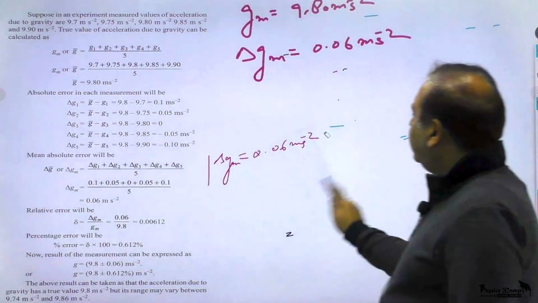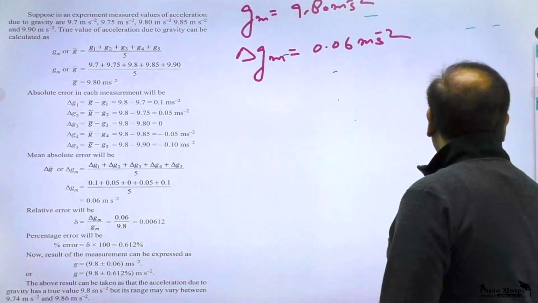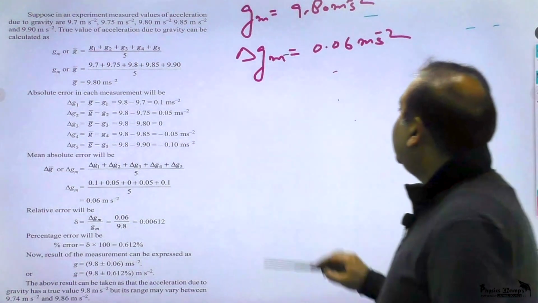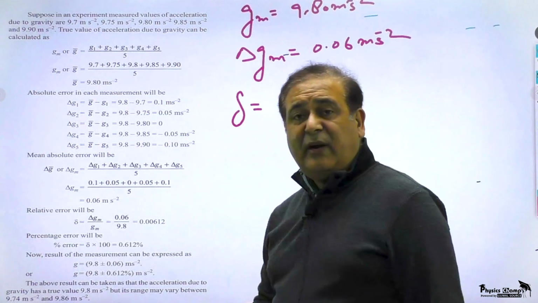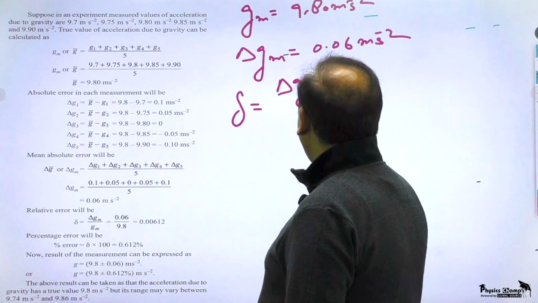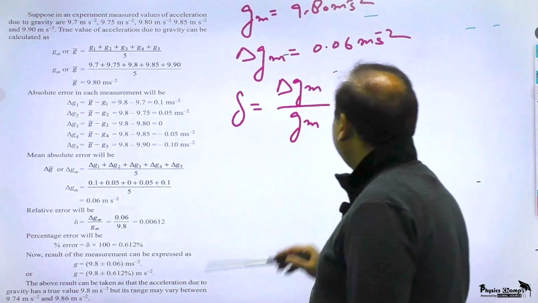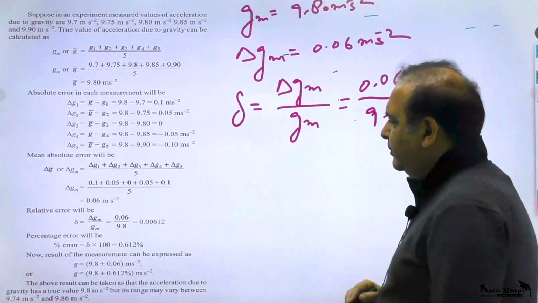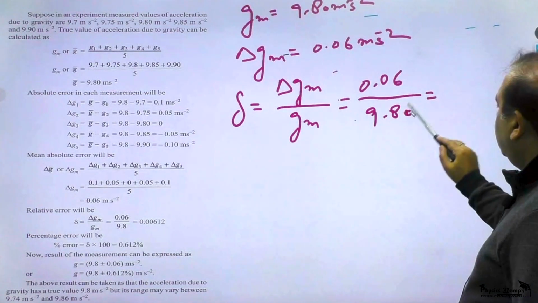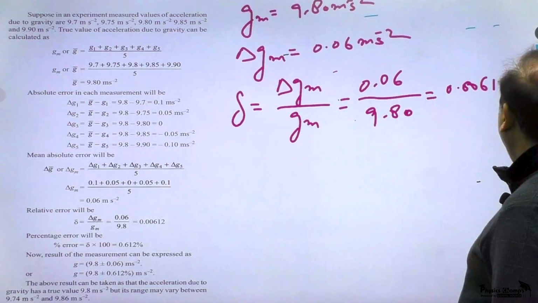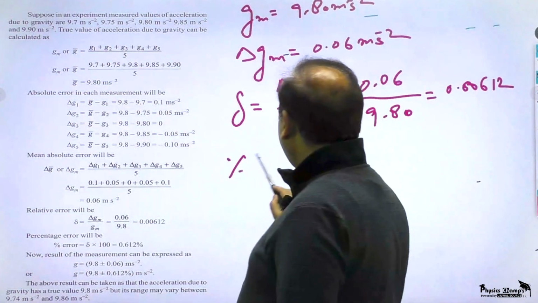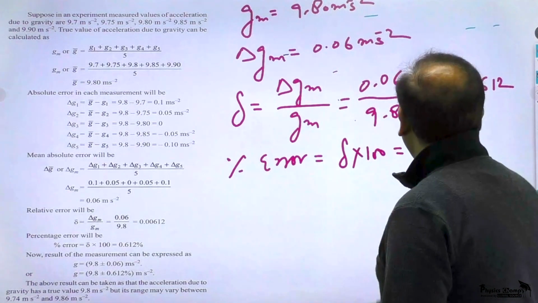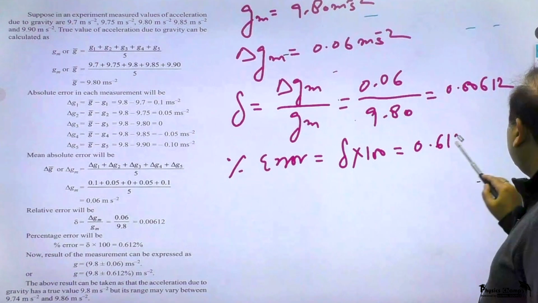Now moving forward, we want to know something else, and that is what is relative error and what is percentage error. If you are interested in relative error, it is delta Gm by Gm, 0.06 divided by 9.80. It comes out to be 0.00612. If we are saying what is percentage error, it will be delta into 100. So it comes out to be 0.612%.